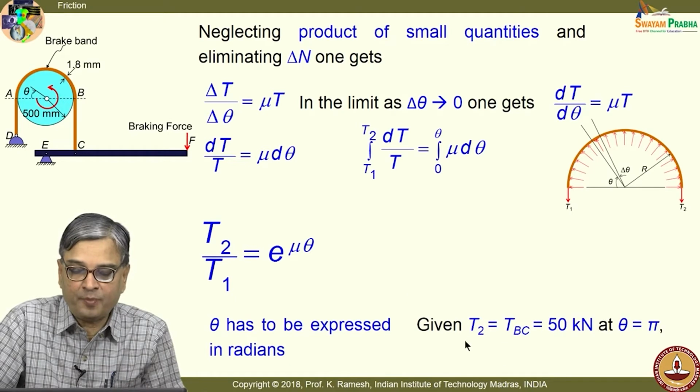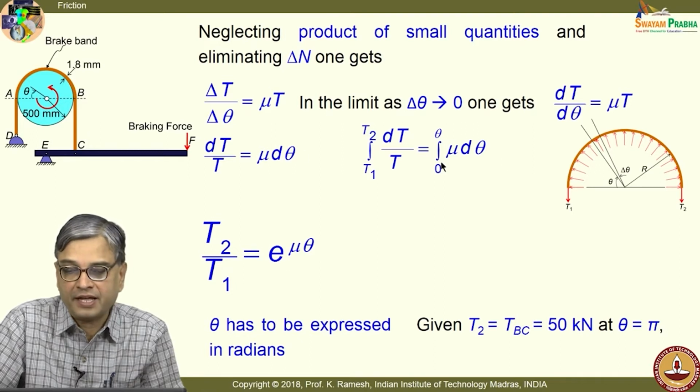And in the problem, you are given the force in the segment BC. In our derivation, we have taken that as T2. So, T2 equal to TBC equal to 50 kilonewtons. And theta is very obvious from the problem statement that this is 1/2 of the drum, it is lapping. So, theta equal to pi radians.